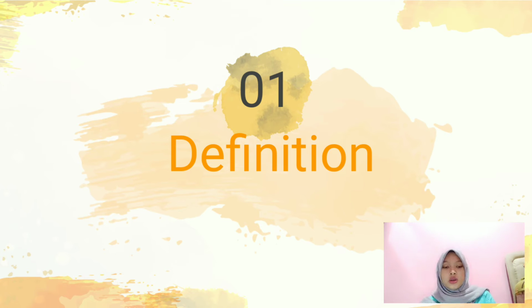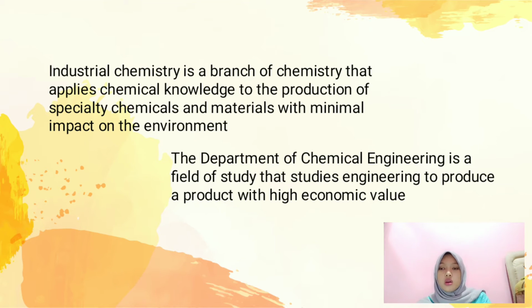Okay, let's start with the first point, which is about the definition of industrial chemical technology. Industrial chemistry is a branch of chemistry that applies chemical knowledge to the production of specialty chemicals and materials with minimal impact on the environment. The Department of Chemical Engineering is a field of study that studies engineering to produce a product with high economic value.